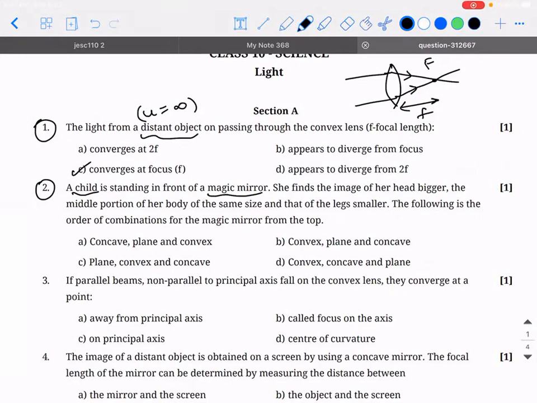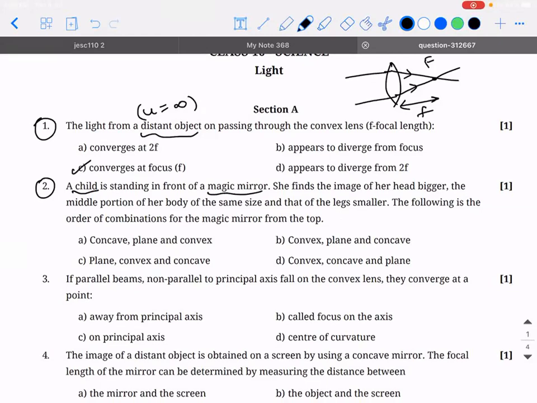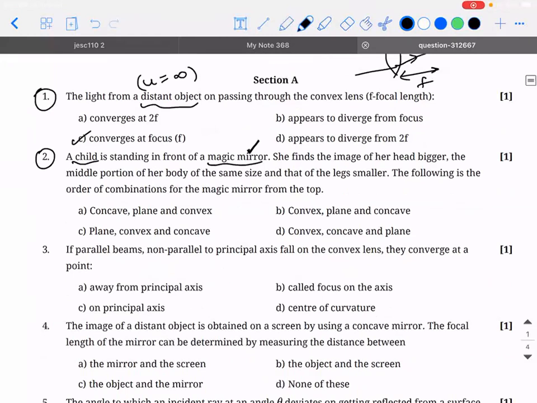Okay, if you observe, if a person is able to see the image of himself or herself in front of a mirror, that is always possible only when it is a virtual image. First point to be noted. So when a person is standing in front of a mirror and they are able to see themselves, then the image formed is supposed to be virtual. I hope you guys made a note of this point. It is supposed to be virtual. Right. So what is she observing? Her head is bigger.